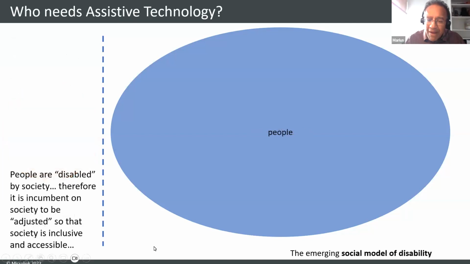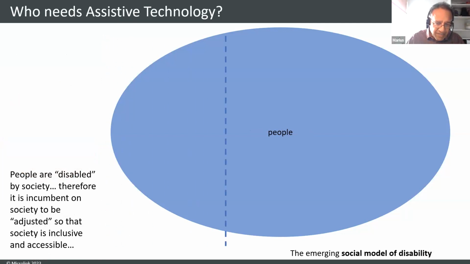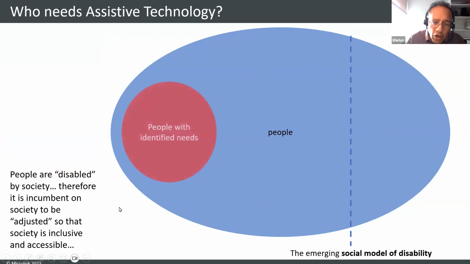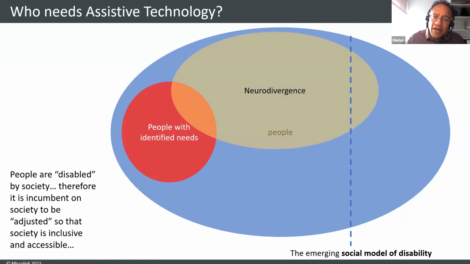But we want to make a more fair, equitable, and accessible society. And that's defined by the social model of disability. The social model of disability says people are disabled by society. Therefore, it is incumbent on society to make the adjustment so that society is more inclusive and accessible. Let's move that line over. Let's include people with identified needs. Let's also consider people with unidentified needs.